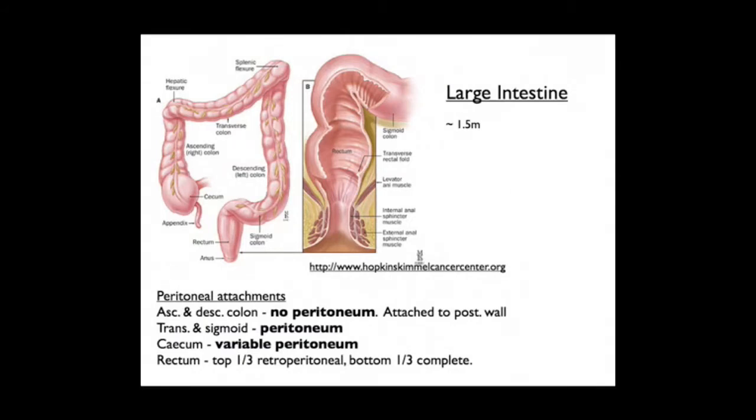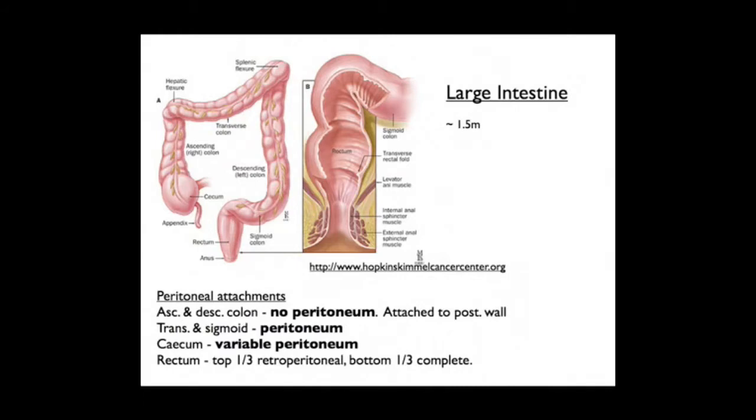And then there's the ascending colon, which goes up to the hepatic flexure, and then the transverse colon across to the splenic flexure, descending colon, sigmoid colon, and then the rectum and anus. Easy stuff, you should know it already.